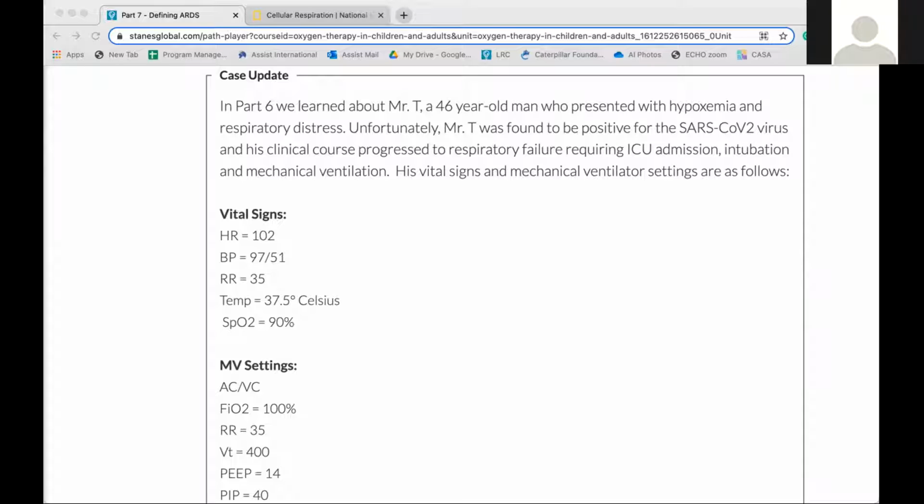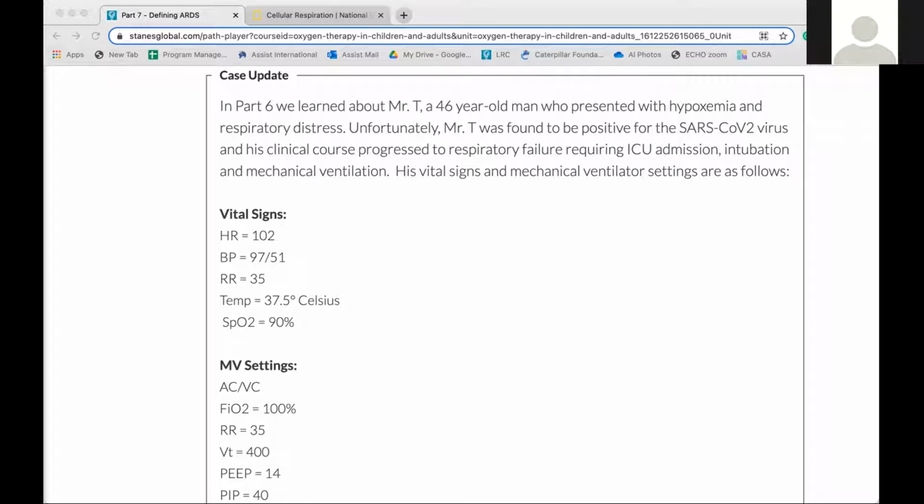I guess it's type 3. Why would you say that? Because he's still saturating at 90%, and has been given an FiO2 of 100% and intubated. Okay, basically that's my argument, but I'm not so sure. Okay, anyone else?